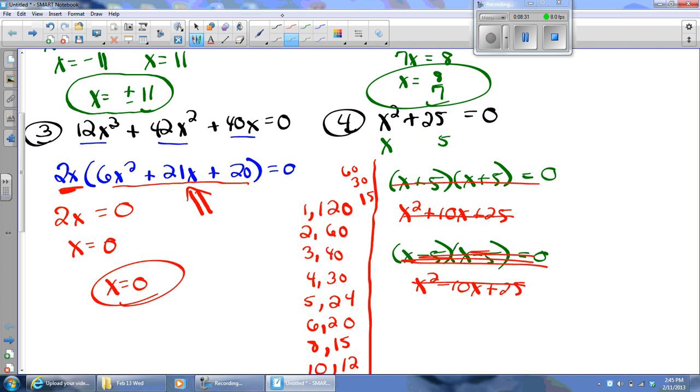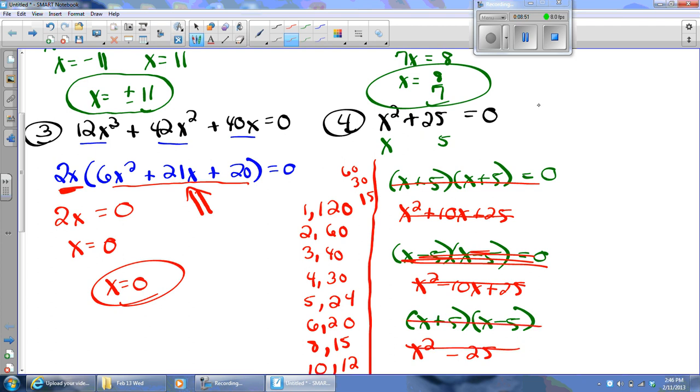Oh, it must be one of each. Silly me. So let's do x plus 5 and x minus 5. And then I'm going to ask you to FOIL it. X squared minus 25. The problem is it doesn't match. It's x squared plus 25.